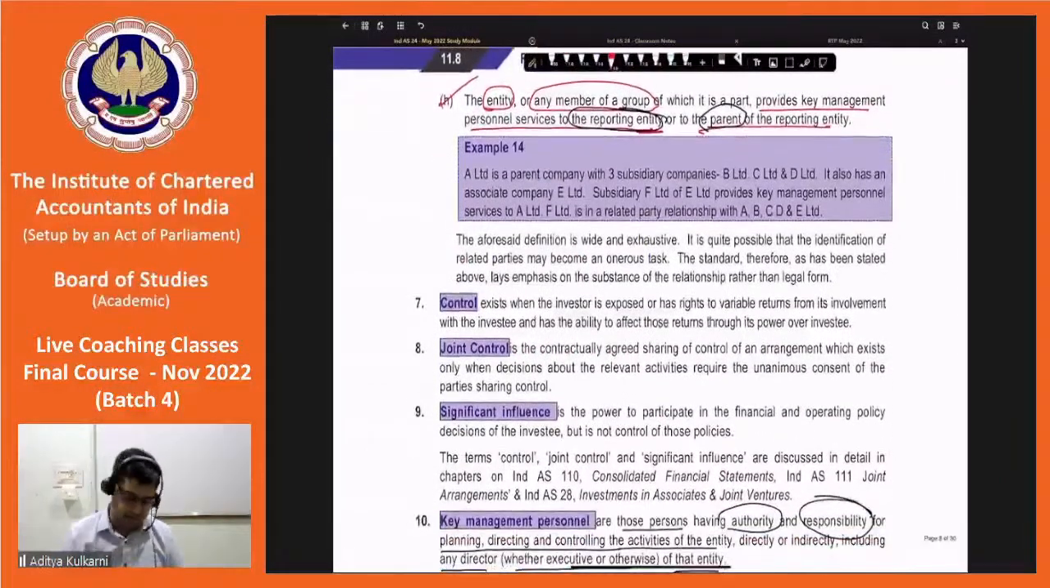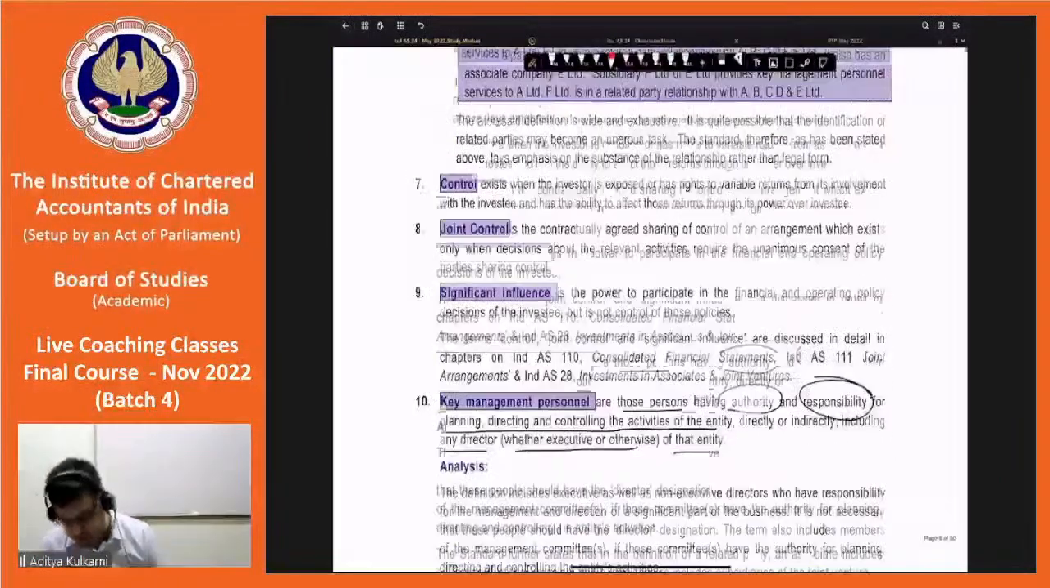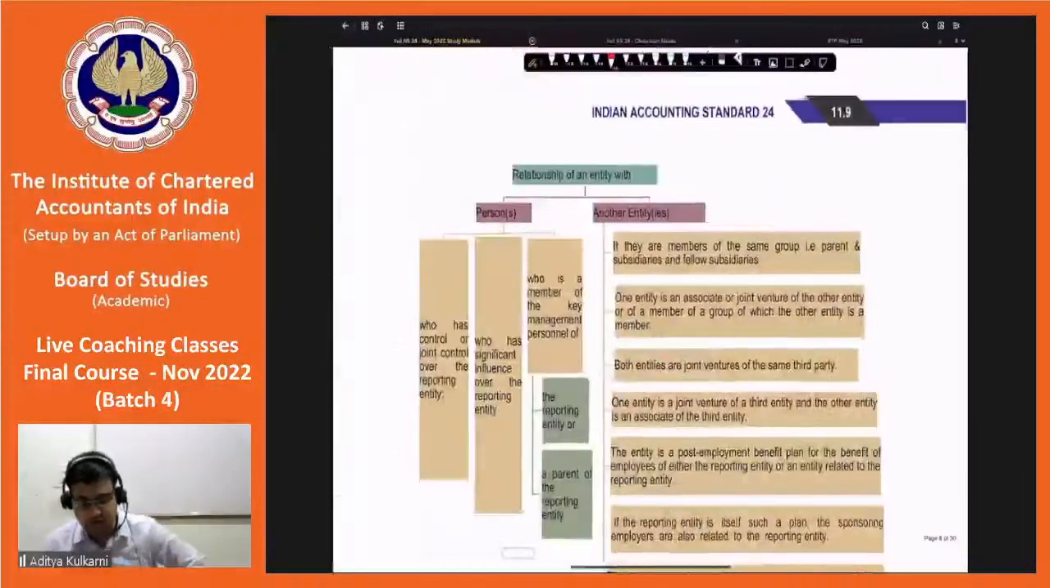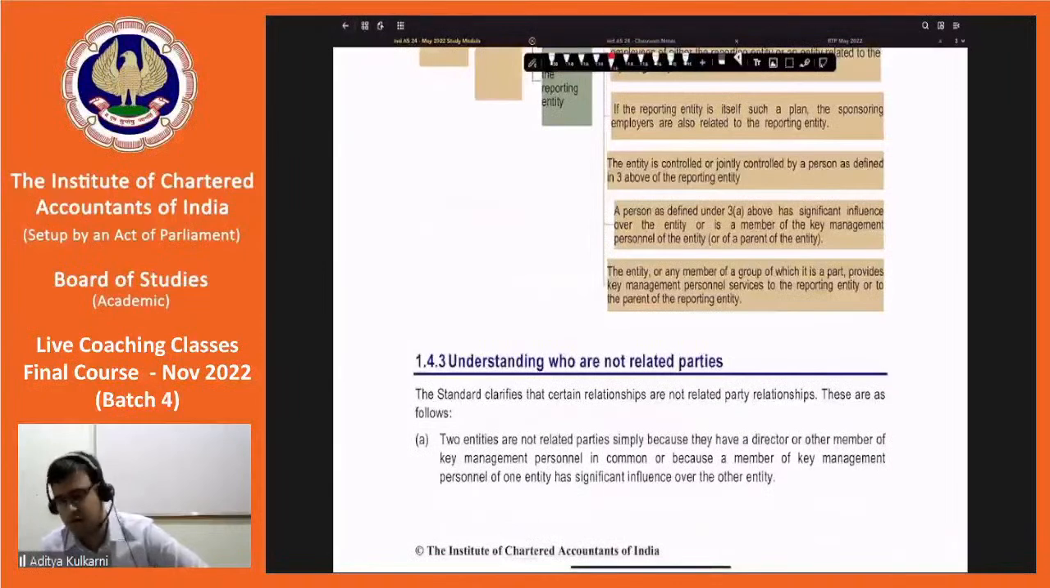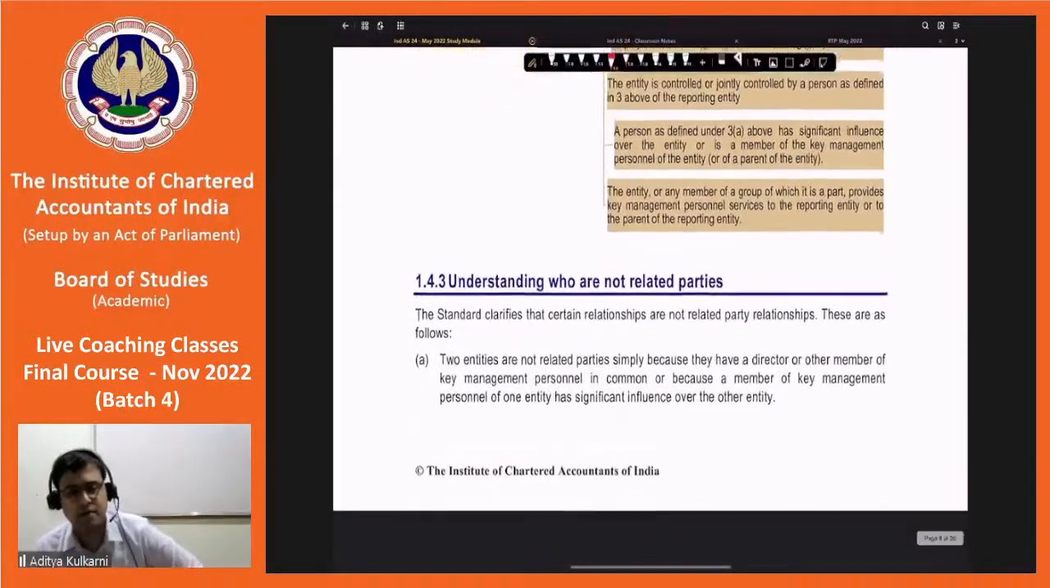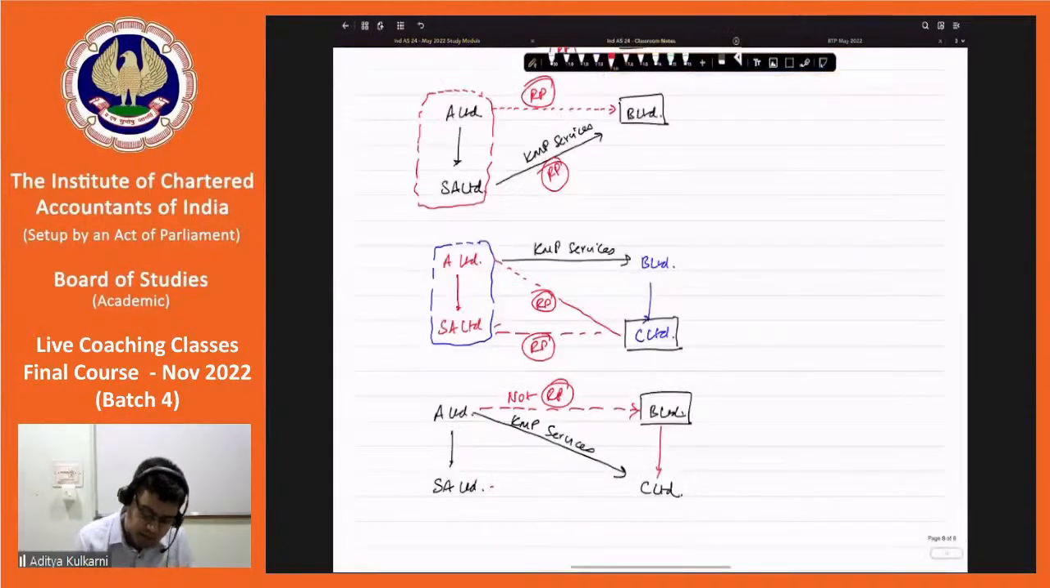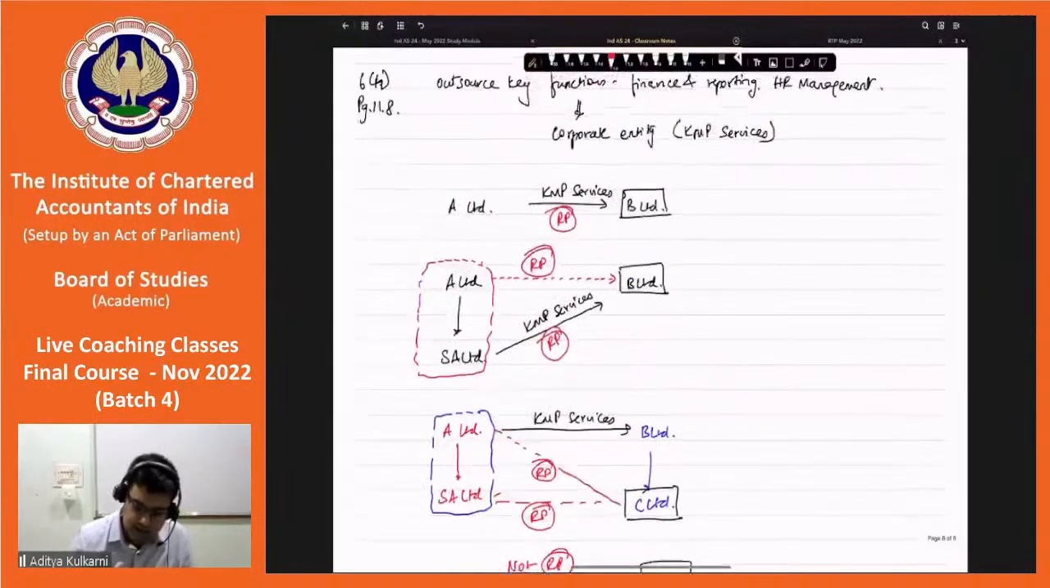And this completes our analysis of related party relationships. I had budgeted about 2.5 hours. I overshot by half an hour. But by and large, this takes care of the things. Now, who are not related parties?